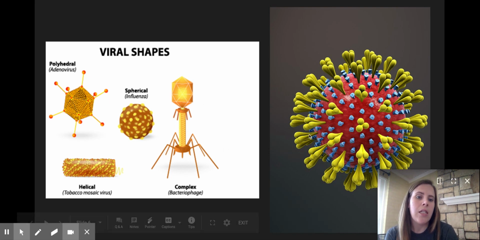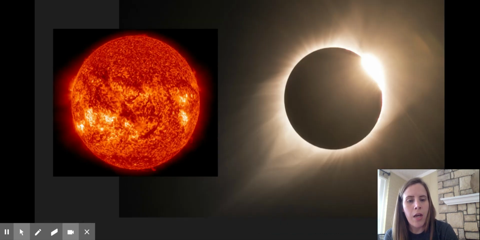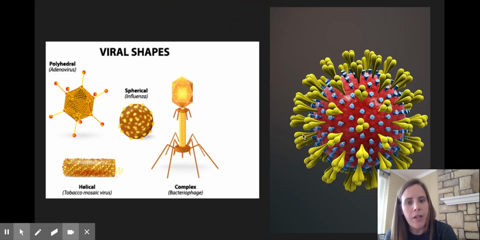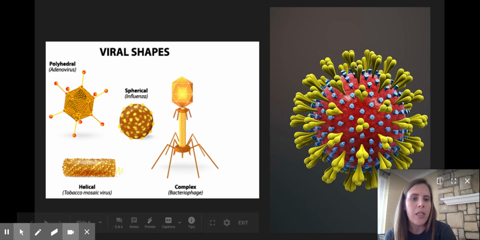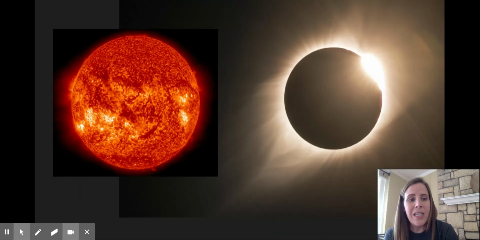But this is the virus that causes COVID-19. And if we look at the outside of it, it's got these little things sticking out all over, those surface proteins. And that is what gives it its name. So corona, technically in Latin, means crown. This is actually named after the sun's corona, which is named this for the same reason.